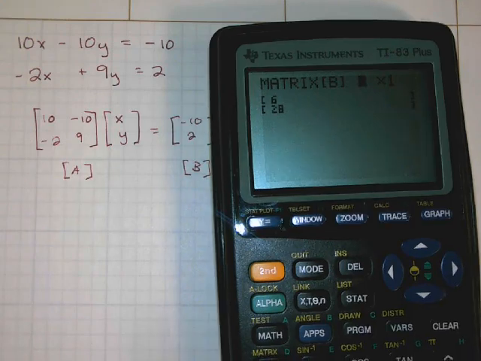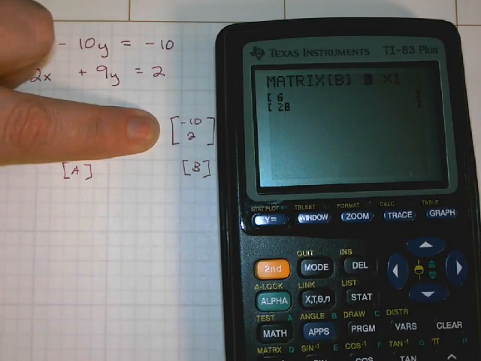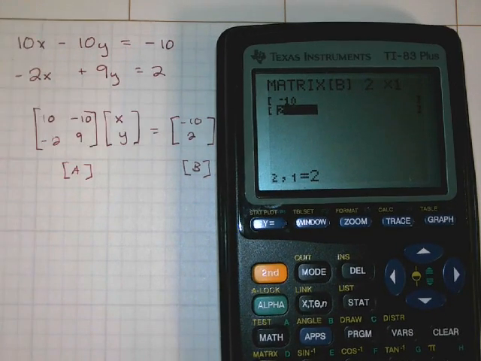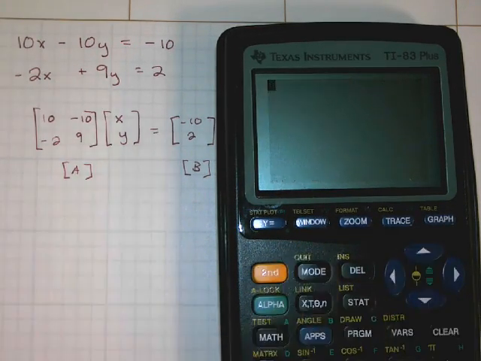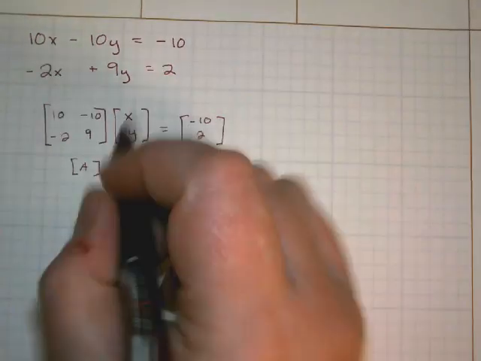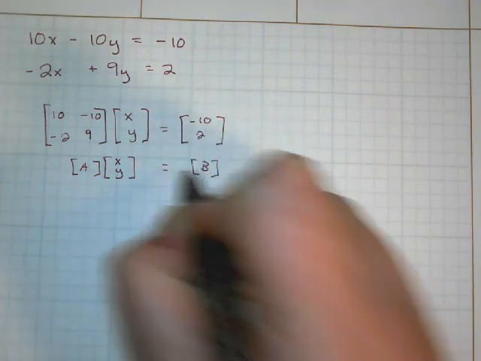B is in fact going to be a 2 by 1. It'll be this here, negative 10 and 2. So 2, 1, negative 10, enter, 2, enter. All of that looks good, so I'm going to get out of there. And remember, this is really what I have right now.